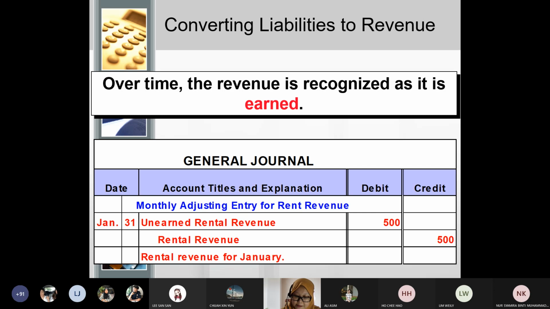But here, at the end of the month, let's say on the 31st January, the company would debit the liability account, or reduce the liability account. So they will debit unearned rental revenue 500, and then increase the rental revenue, which means they have to credit rental revenue 500. For the first month, debit unearned rental revenue 500 and credit rental revenue 500.